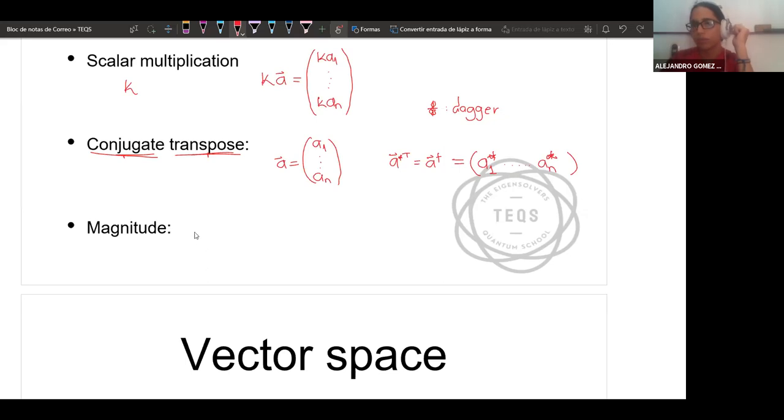So the magnitude of a vector A, you write it with two lines, or if you want, you keep it this way. So you have to take the square root of the first component's magnitude squared, up to the nth component. And this is just the Pythagoras theorem in n dimensions.